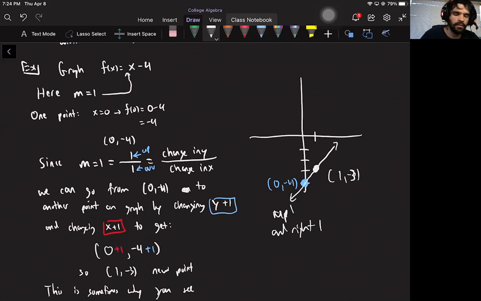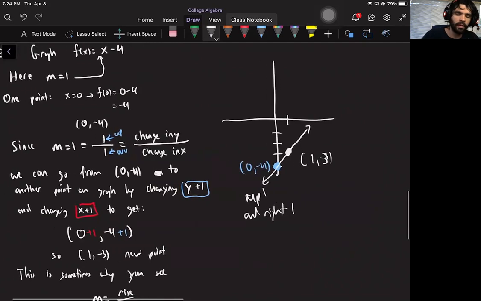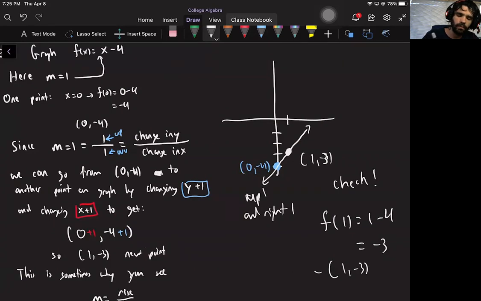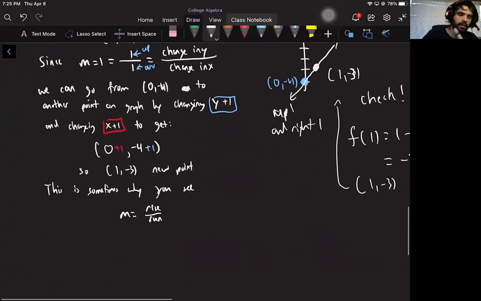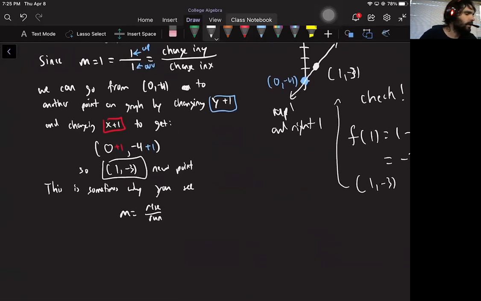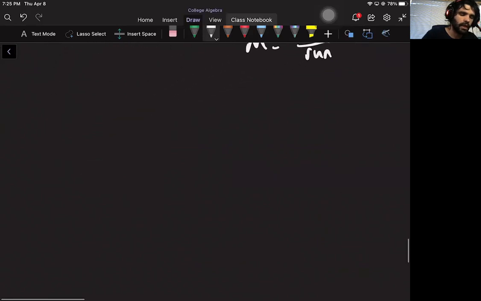So how can I be sure that this actually works? Well, I could actually plug in 1 and see if I get -3, which I will. If I plug in 1, I will get 1 minus 4, because the function is x minus 4, which is -3, as we predicted over here. Okay, so this doesn't seem much faster right now than just getting 2 points, but where it shines is in situations like this next example.